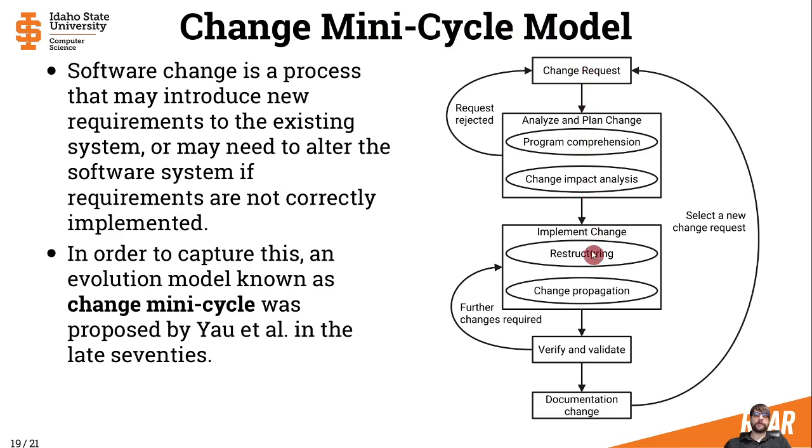If we eventually get through and accept that we're going to work on this change request, we then go to implement the change. So we have to do restructuring, or what we'll call refactoring in OO systems. And then we propagate the change, not only through the rest of the code, but also through the documentation. We verify and validate, so we run our tests. If we don't pass, we go back and keep changing it until we do. Once we get through verify and validate, we update the documentation, and we go select our next change request.